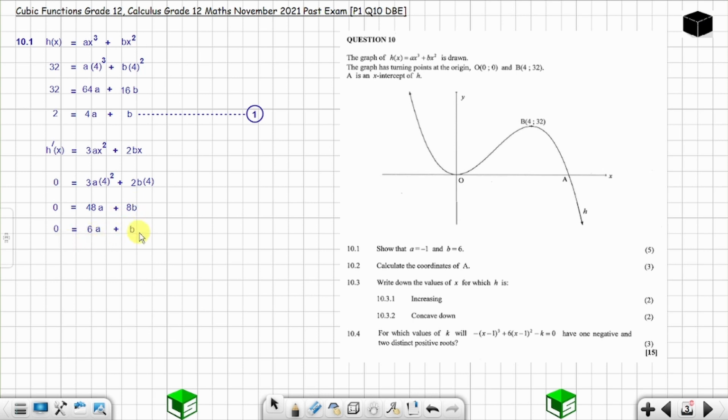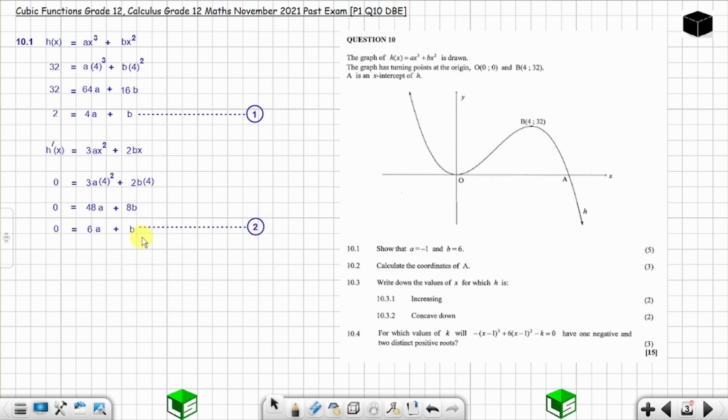Okay, you get this when you divide by 8 throughout. So this is our second equation. Now, from here, what you can do is to make a or b the subject of the formula. You can use equation number 1 or equation number 2. Let me go for the simplest one, so I can use equation number 2.